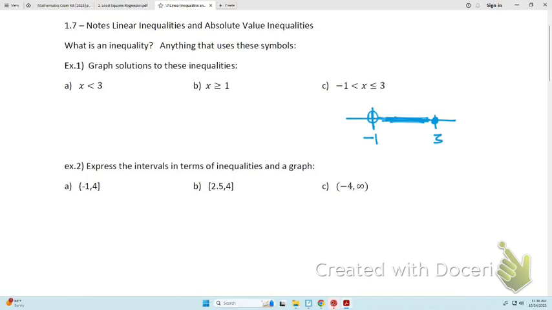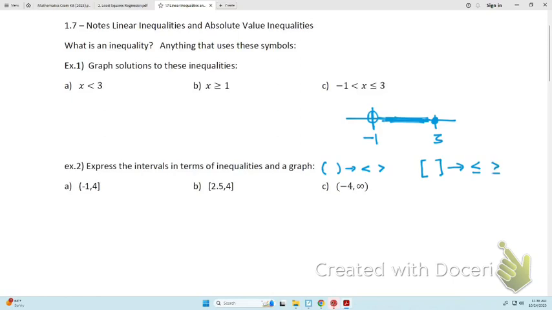On number 2, you see parentheses and brackets. If you see a parenthesis, you're going to use a less than or a greater than. And if you see a bracket, you're going to use a less than or equals, or greater than or equals.